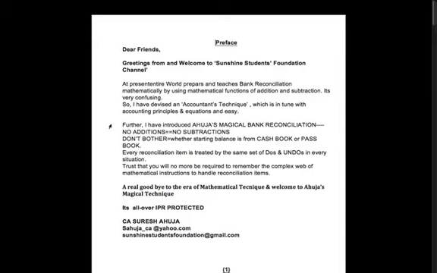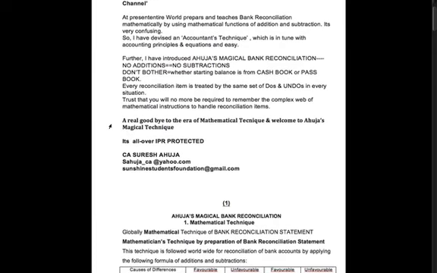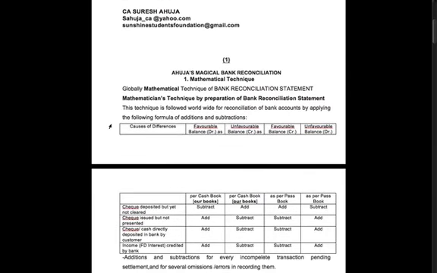So this technique, which is a magical technique, will say goodbye to the era of the mathematical technique of bank reconciliation by addition and subtraction. And I hope that our institute and NCERT and all other educational institutions of the world will now follow my technique of bank reconciliation. So let's have a recap.